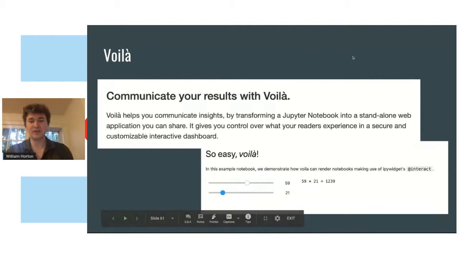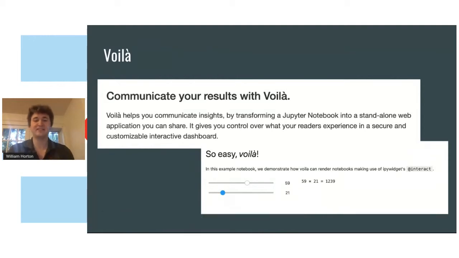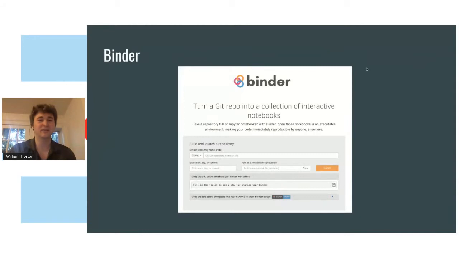Basically, you can create these sliders in a Jupyter Notebook and then deploy it. So that's another thing that's kind of become popular. Binder kind of goes along with that. Binder is an easy way to actually deploy interactive notebooks.